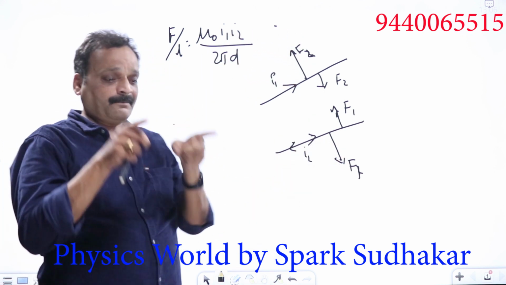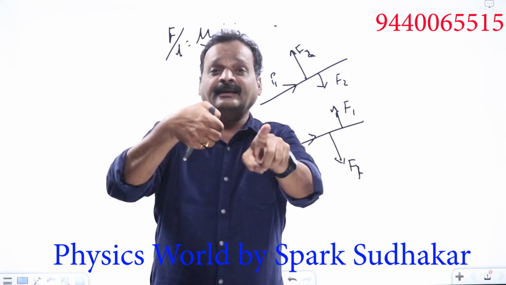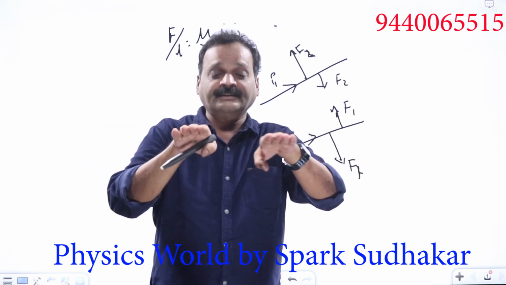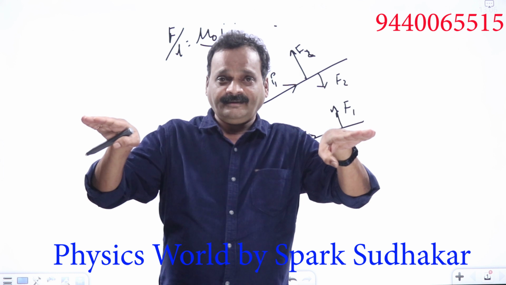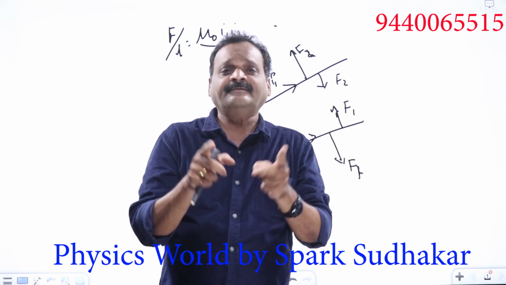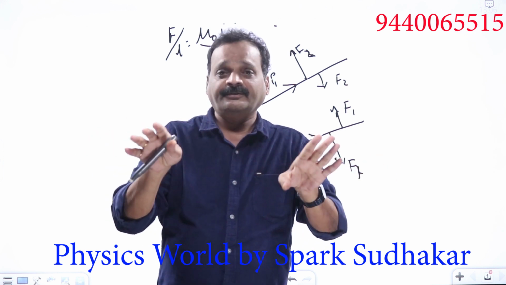Means when the currents are parallel in the same direction, wires get attracted. When the currents are anti-parallel, the force is repulsive in nature, the wires get repelled. Forces will be in opposite directions like this, away from the wires. They get repelled, we say. So two parallel current carrying wires will get attracted, anti-parallel current carrying wires will get repelled. That's what we should keep in mind.